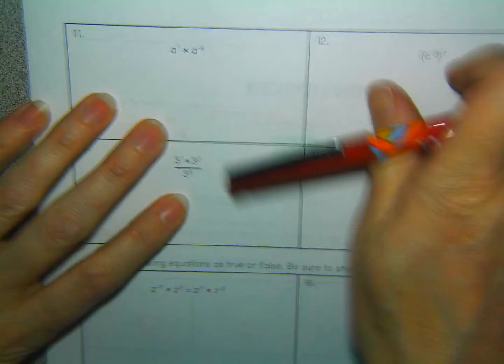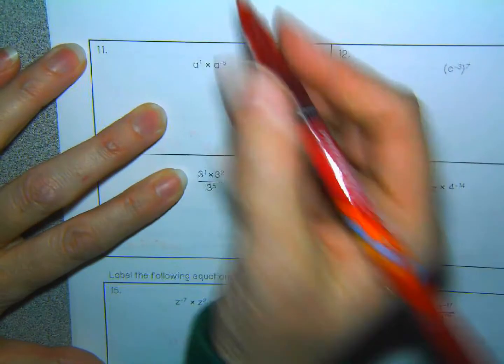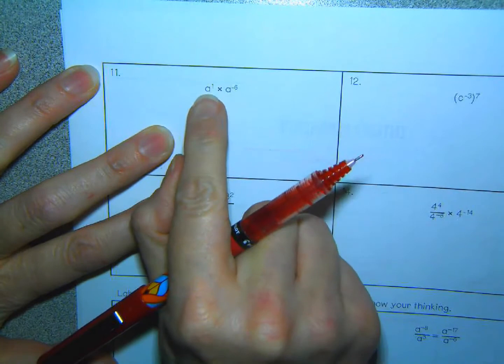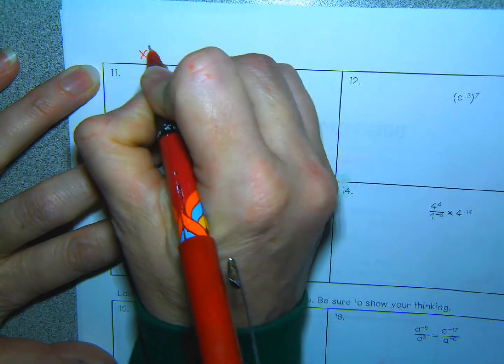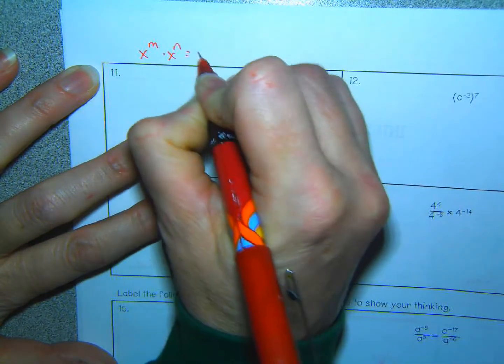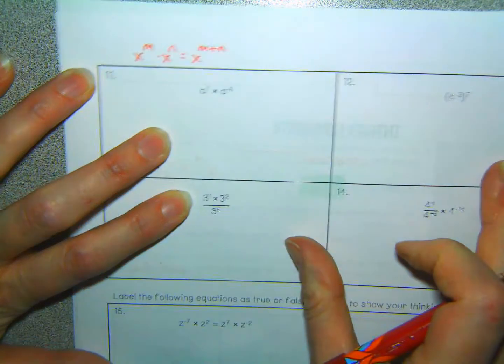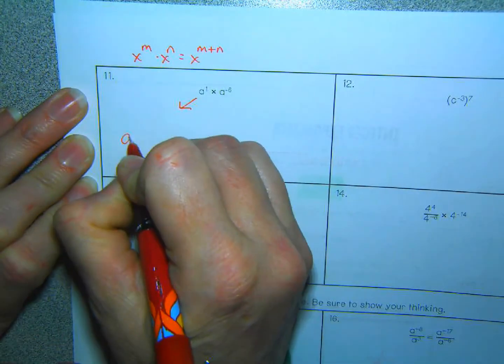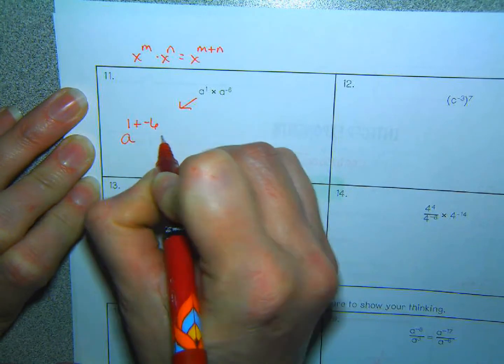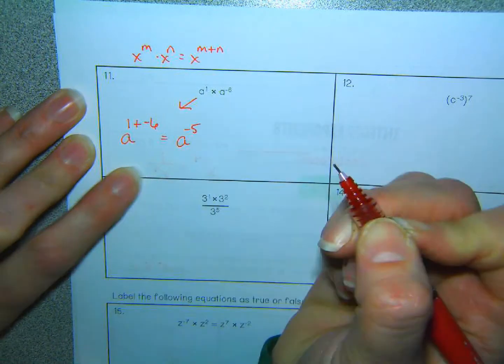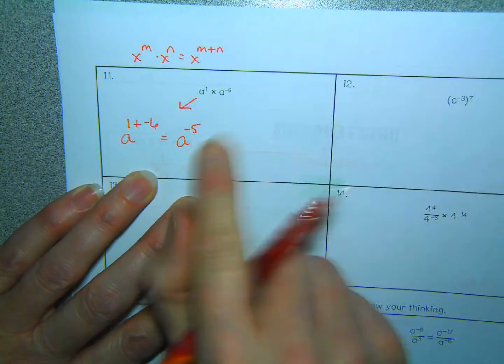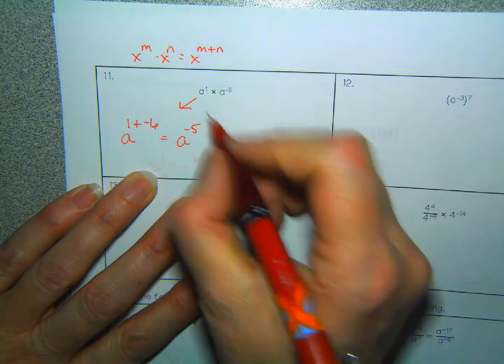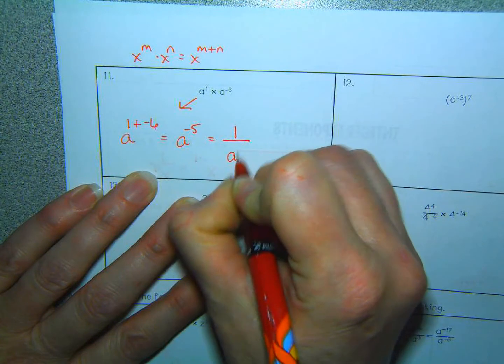Let's see what we have on this next page. Okay, this one right here makes use of the rule that we learned last week that says when you have like bases that are multiplied, x to the m times x to the n, we would add those exponents. So this right here would be a to the 1 plus negative 6. So that's a to the negative 5th. You might remember the directions for this said that we can't have any negative exponents. So that has to be 1 over a to the positive 5.